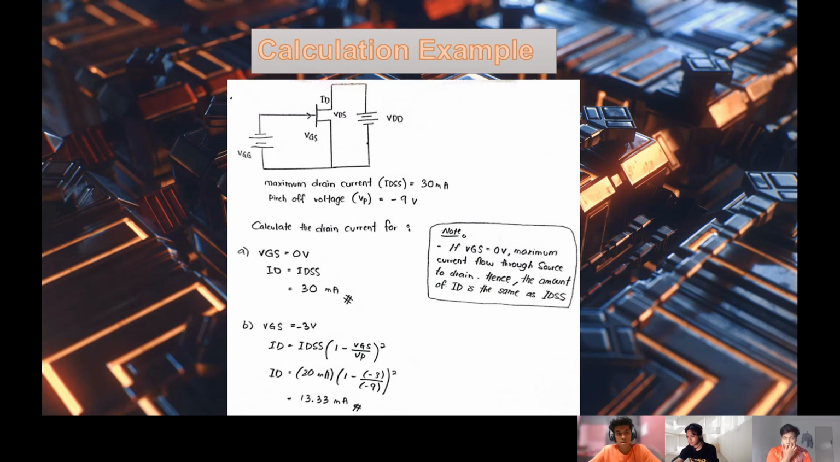This is the example of calculation that we made. The maximum drain current IDSS is equal to 313 milliampere. Pinch off voltage VP equals negative 9 volt. This is the calculation of the drain current. If VGS equals 0 volt, maximum current flows through source to drain. Hence the amount of ID is the same as IDSS.